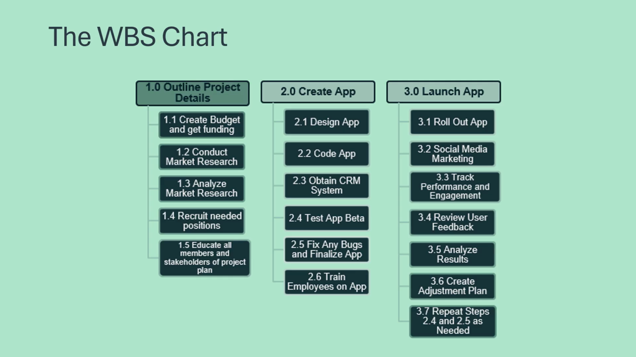So here's our work breakdown structure chart. As you can see, our major tasks: one is outline project details, next is create the app, and three is launch the app. As we go down, our first is all about budgeting, creating market research, analyzing market research, recruit needed positions, educating stakeholders, and then next we have design app, code app, obtain a CRM system, test app beta, fix any bugs and finalize, train employees on the app, and then lastly we have roll out app, social media marketing, track performance, review user feedback, analyze results, create adjustment plan, and repeat steps 2 to 5 as needed.